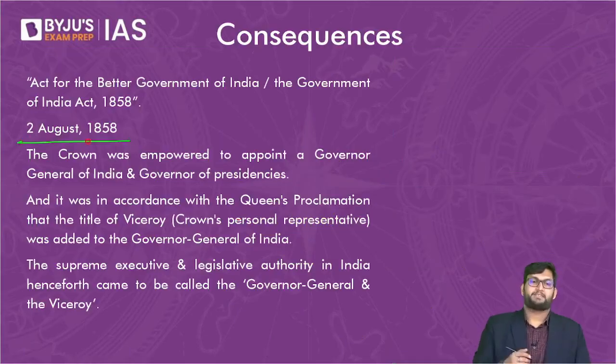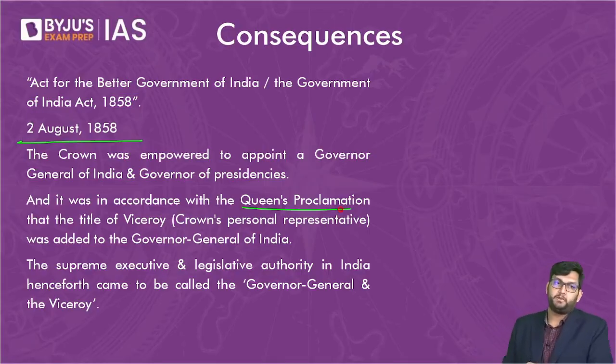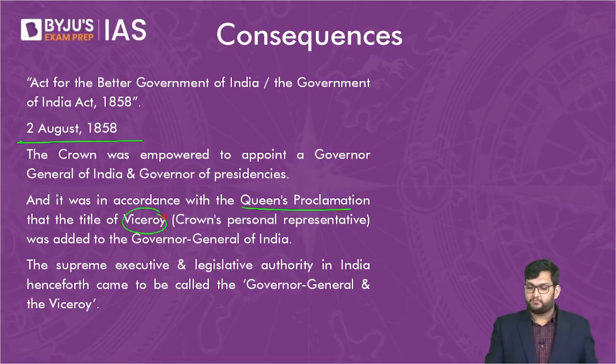On 2nd August 1858, the Act for the Better Government of India, the Government of India Act 1858, was passed. The Crown was now empowered to appoint a Governor General of India and the governors of provinces and presidencies itself. Because the Queen's proclamation says that now India comes under the Queen, the title of Viceroy, the Crown's personal representative, is added to the Governor General of India. And now the supreme executive and legislative authority in India is the Governor General and Viceroy.